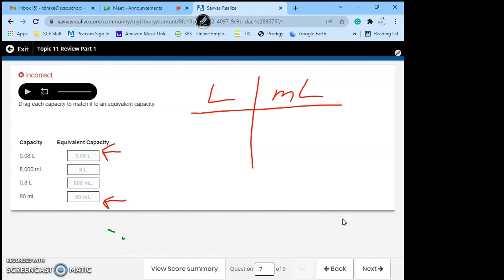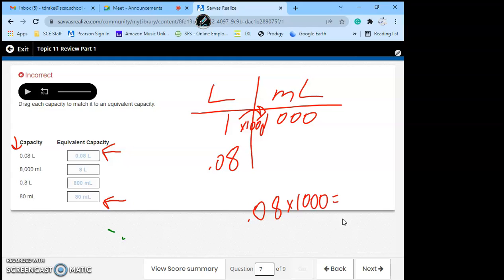Liters to milliliters. 1 liter equals 1,000. They gave us 0.08 liters. 1 to 1,000 is times 1,000. So if we take our 0.08 times 1,000, what do we get? Well, multiplying by a power of 10 with 3 zeros, we need to move it 3 spaces. So 0.08, we're going to move it to the right because it's multiplying. We're getting bigger. It is going to be 80 milliliters.